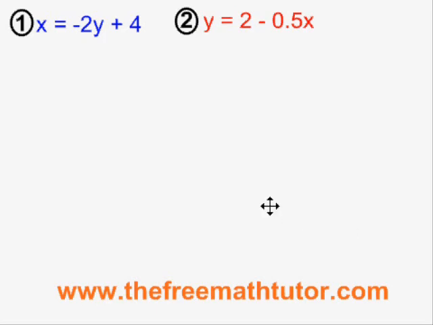Here we have equation 1, x equals negative 2y plus 4, and equation 2, y equals 2 minus 0.5x. I start to use the elimination through addition method. And the first thing I'm going to do is use algebra to get the blue equation on the left into the ax plus by equals c form. And then I'm going to do the same thing with the red equation on the right.